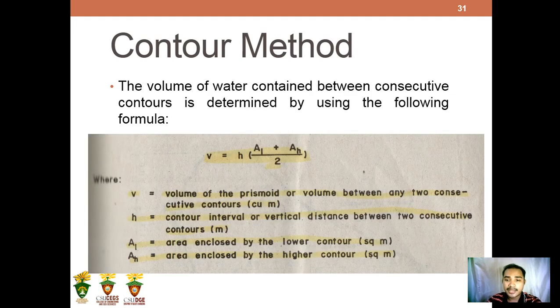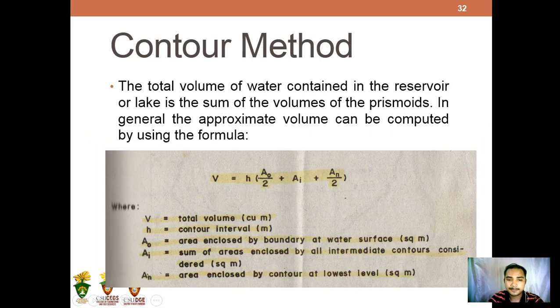So the volume of water contained between consecutive contours is determined using this formula. It is the same as before, when we computed the volume from cross sections. Volume is equal to H times (area L plus area H) divided by 2, where V is the volume of the prismoid, or the volume between any two consecutive contours, in cubic meters. H is the contour interval, or the vertical distance between two consecutive contours, in meters. Area L is the area enclosed by the lower contour, the very bottom one, in square meters, and area H is the area enclosed by the higher contour, in square meters also.